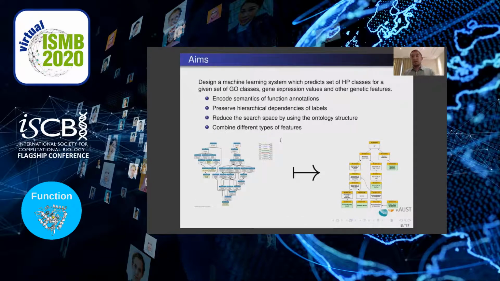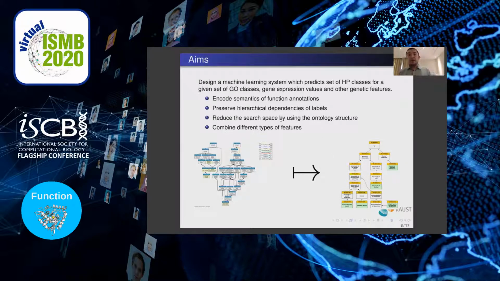So our aim is to design a machine learning system that can map gene functions as a set of gene ontology class annotations and additional features such as gene expressions and maybe other genetic features like interactions to predict sets of phenotypic annotations.